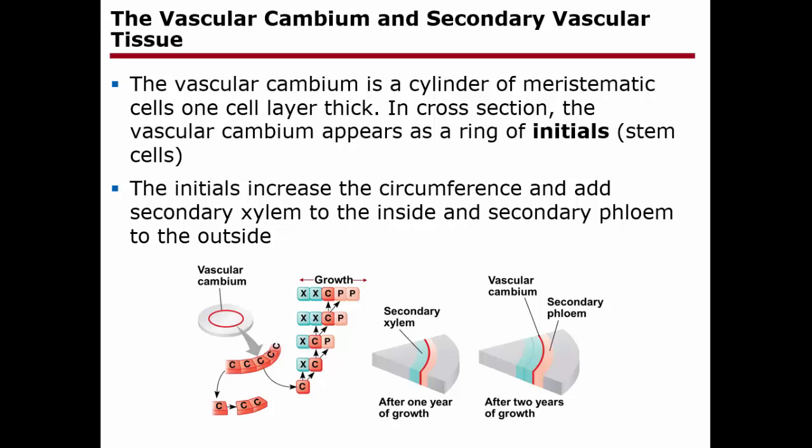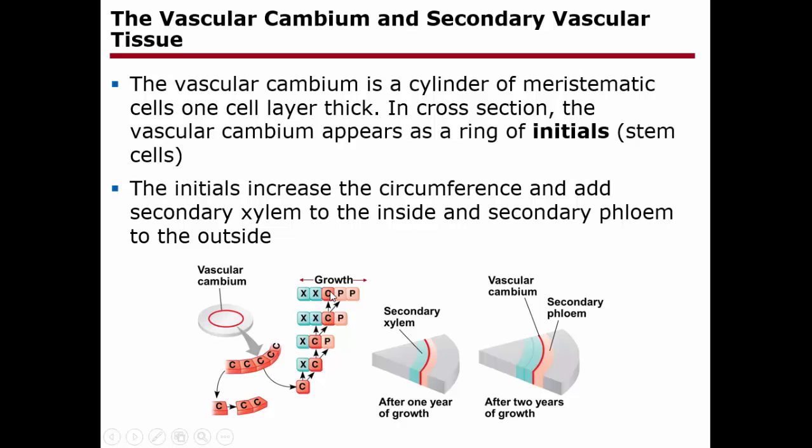So keep in mind that the vascular cambium is a thin ring of meristematic cells. Okay, meristematic means that they're able to divide, and that the cells found in that ring are currently undifferentiated. The cells found in this ring are also called initials. And they're depicted here by the letter C. Okay, every time one of these C cells divides, one of them remains a C with the ability to continuously divide and differentiate, and another one is going to become an X or a P.